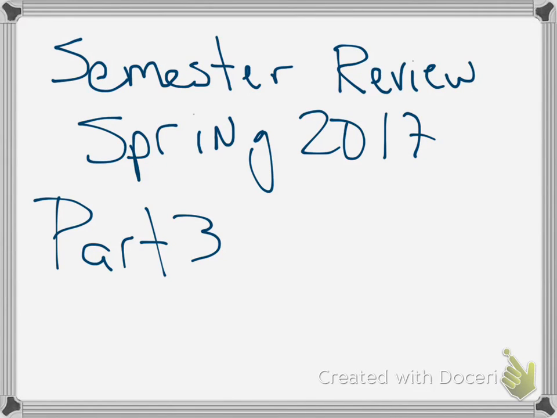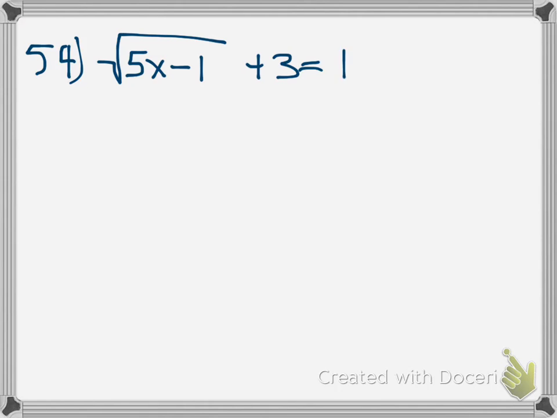All right, here we go with part 3 of our spring 2017 semester review, because why not? Starting with problem 54, we're getting into radical equations, which we did cover. All these types of problems we're going to look at. The idea is that you want to get the radical by itself, then square both sides, and then solve for x.